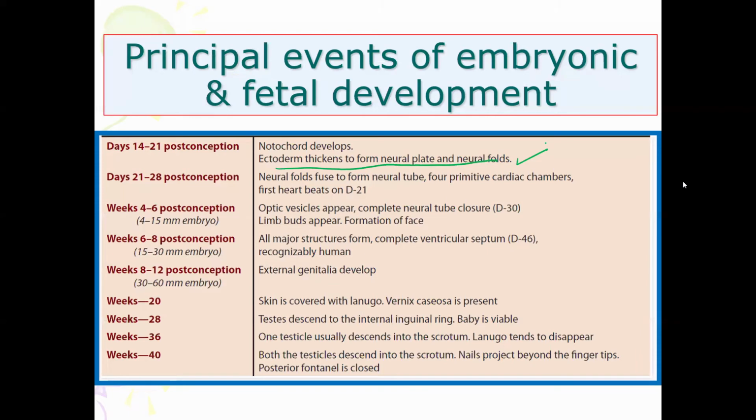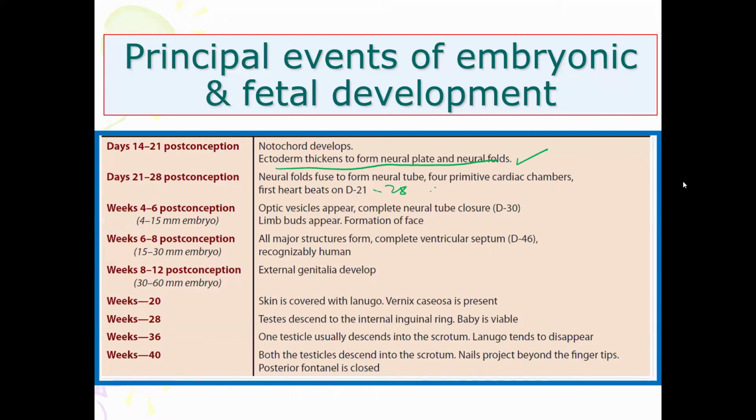From day 21 to day 28, week 3 to week 4, the neural folds fuse to form the neural tube. There is also a primitive heart with primitive cardiac chambers. The first heartbeats are around 3 weeks, so post conceptual it is 3 to 4 weeks, day 21 to 28, and in post menstrual dating it becomes week 5 to week 6.